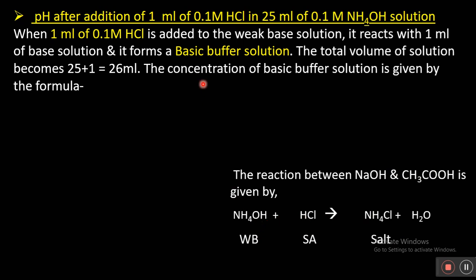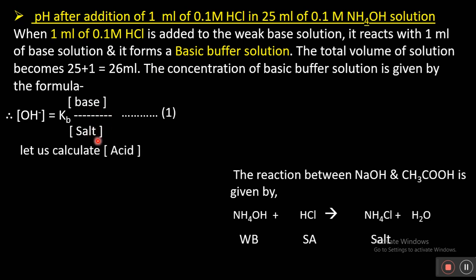Now the concentration of OH minus for a basic buffer solution is calculated by using the formula known as the Henderson equation. Therefore, concentration of OH minus is equal to Kb times the ratio of concentration of base upon concentration of the salt.